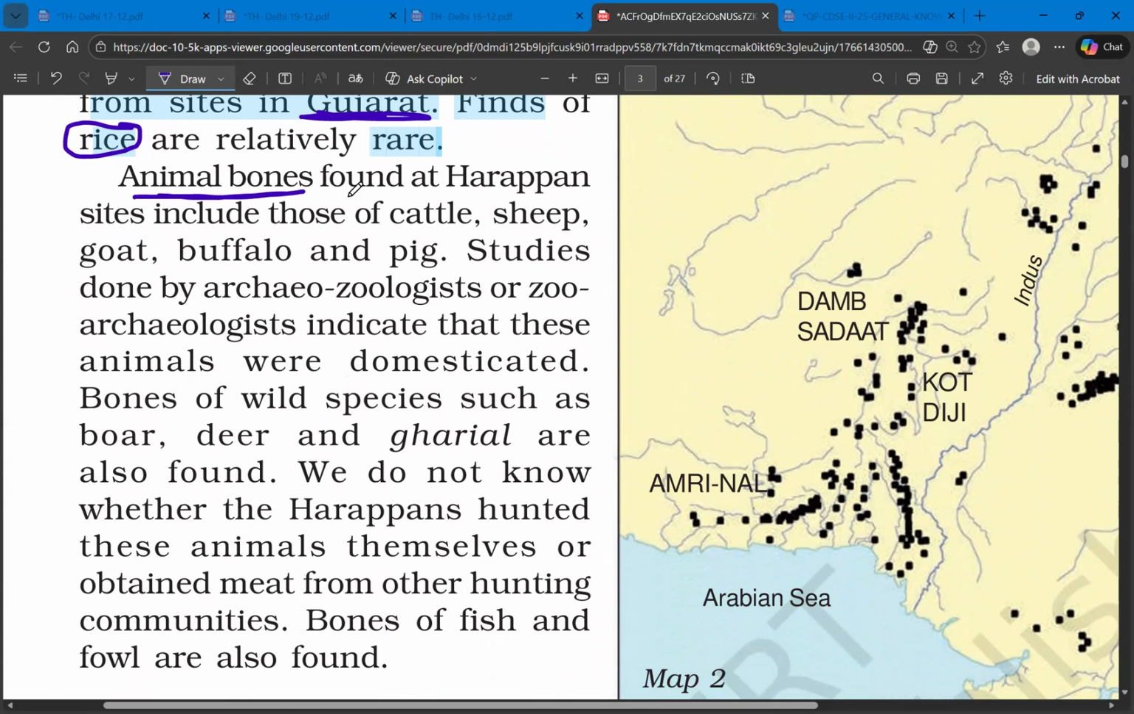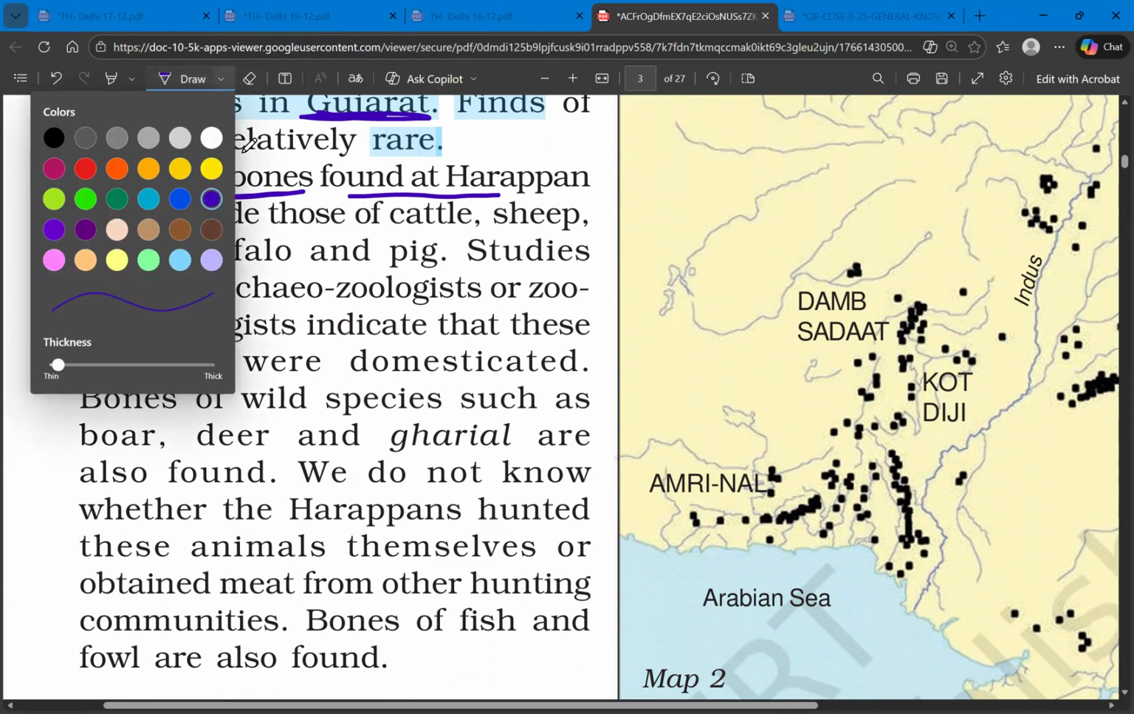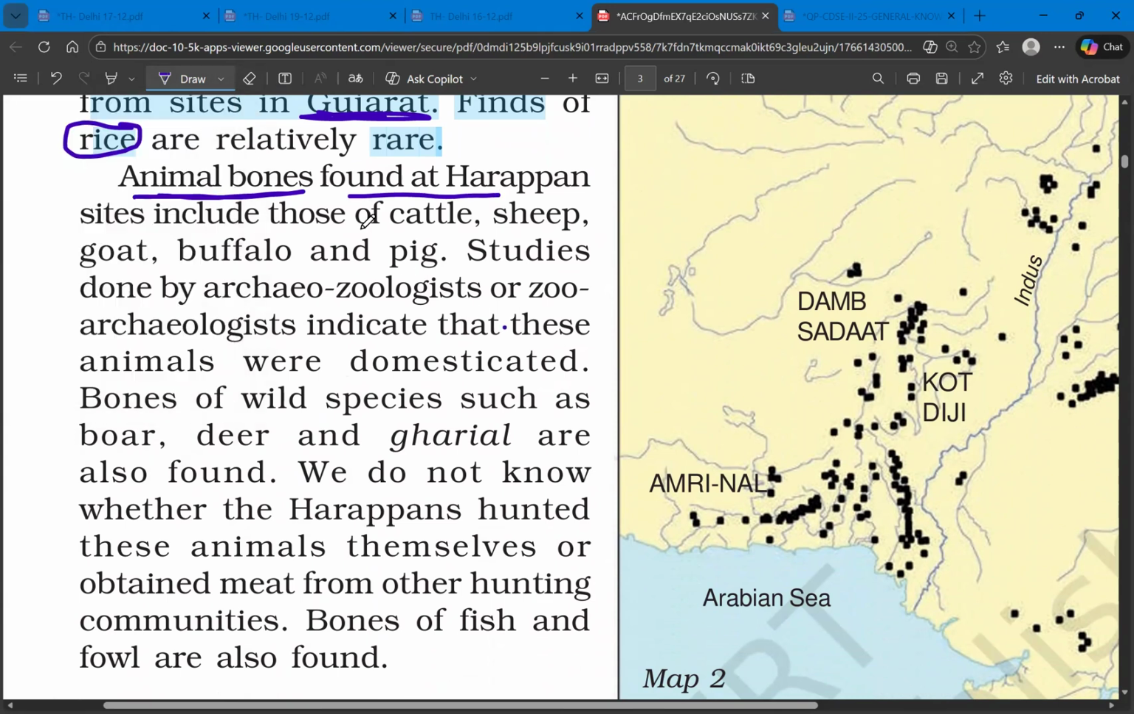Animal bones found at Harappan sites include cattle, sheep, goat, buffalo, and pig. BP for buffalo and pig, and CGS are cattle, goat, and sheep.